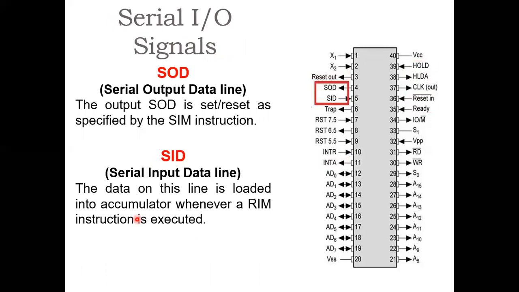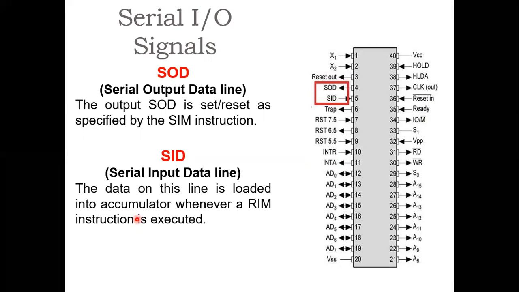Next, serial input output signal. It is a signal which is used for serial communication between the microprocessor and other devices. For example, if some of the interfaces work with serial communication, that means for every clock pulse we can send only one signal.